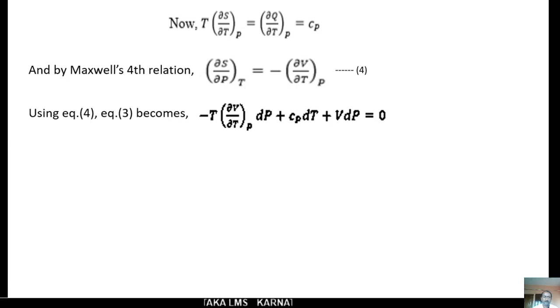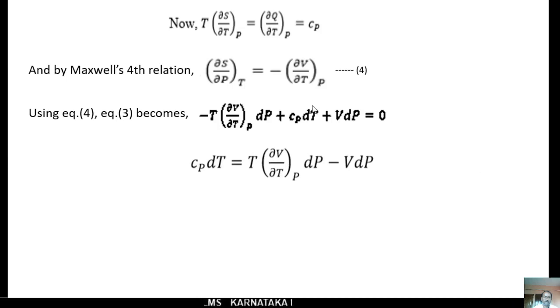Using equation 4 and 3, the equation 3 becomes, you just substitute the ∂S/∂P value like minus ∂V/∂T in equation 3, we get minus T of ∂V/∂T into dP plus Cp into dT plus V into dP is equal to 0.